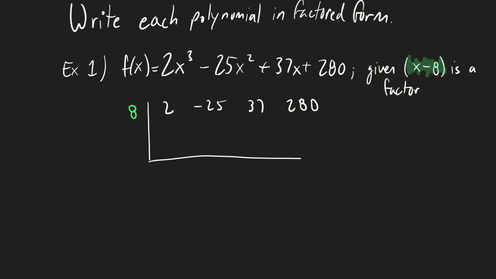And then since our factor is x minus 8, our 0 of that factor will be positive 8. Right. So the 2 comes all the way down. Don't do anything to it. Boom. 2. Then we're going to take the 8 times the 2, which is 16. We're going to add that.